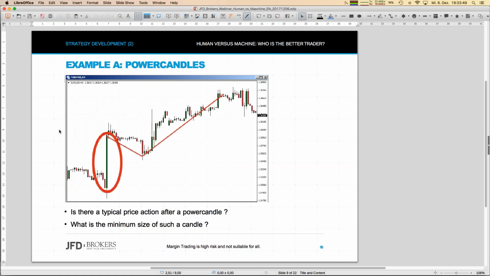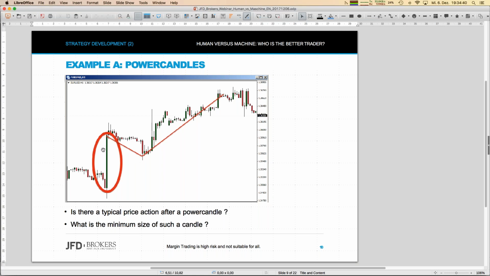There are some basic rules on how to come to those. A quick example here, just power candles. I think that was a webinar 3, 4, 5 months ago where we developed a complete strategy out of power candles. But what do I mean? Power candles are those huge candles within the chart, something like here, that green one. And the original question was, is there a typical price action after such a power candle? So is there something which repeats? Something maybe like indicated here by my red line. And indeed, what we found out was, hey, yeah, we can see something like that in the moment after such a power candle.